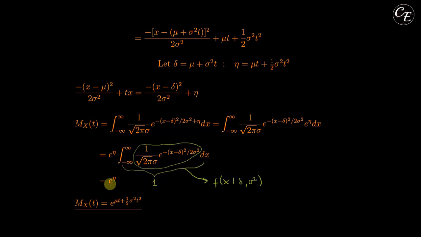So what we're left with is e raised to eta, and eta is this one. So we can bring it back. So we get here, our moment generating function is e raised to mu t plus 1/2 sigma squared t squared, which is this one.